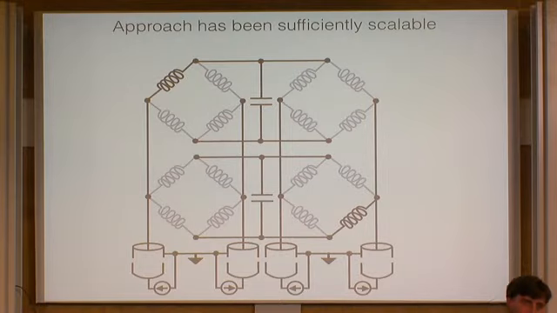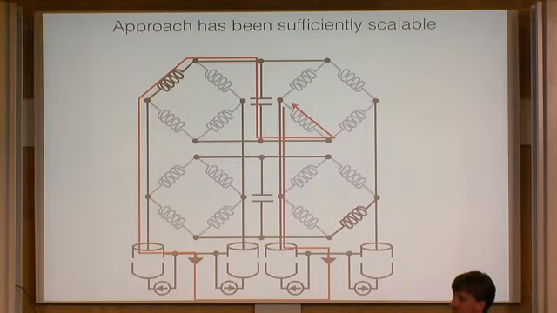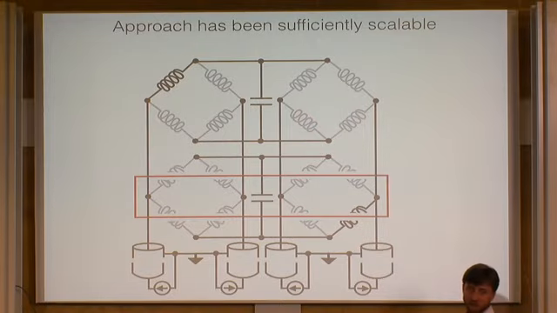For me, this approach has been sufficiently scalable. And what I wanted was a way of modeling this thing, where I can choose a spanning tree. I can identify all the loops. Here's one of them. Here's a cut set.